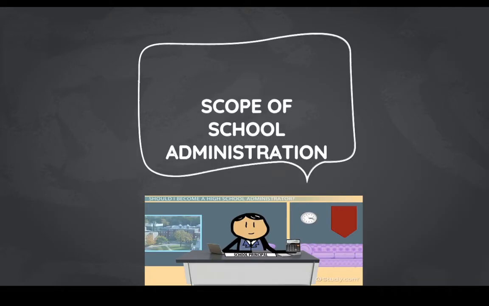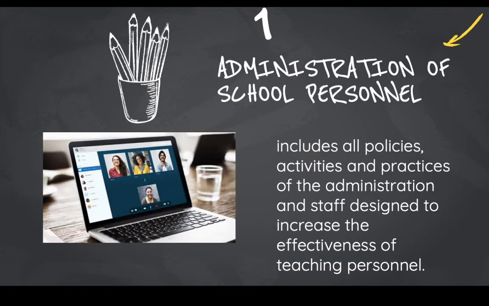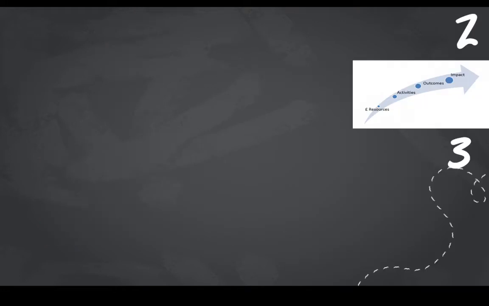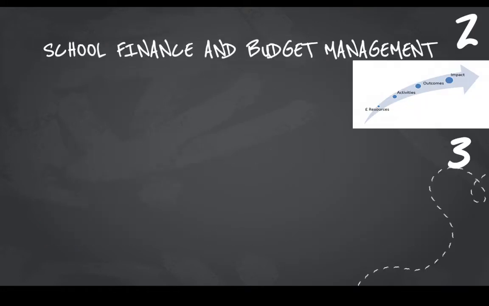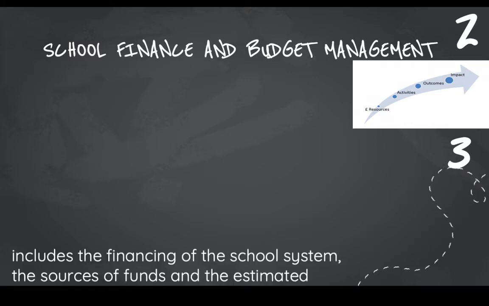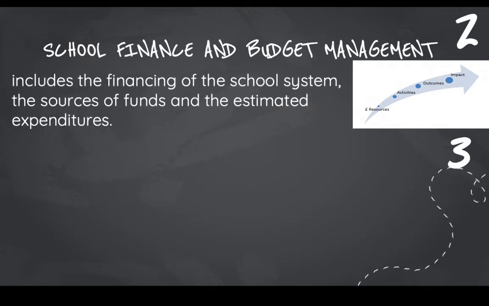So, what is the scope of school administration? Number one, it's the administration of school personnel. This includes all policies, activities, and practices of the administration and staff designed to increase the effectiveness of teaching personnel. Number two, school finance and budget management. This includes the financing of the school system, the sources of funds, and the estimated expenditures.